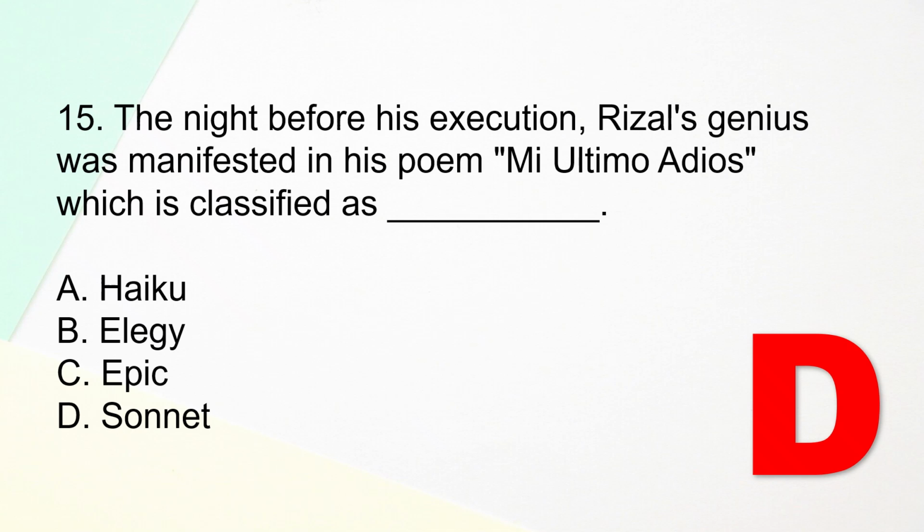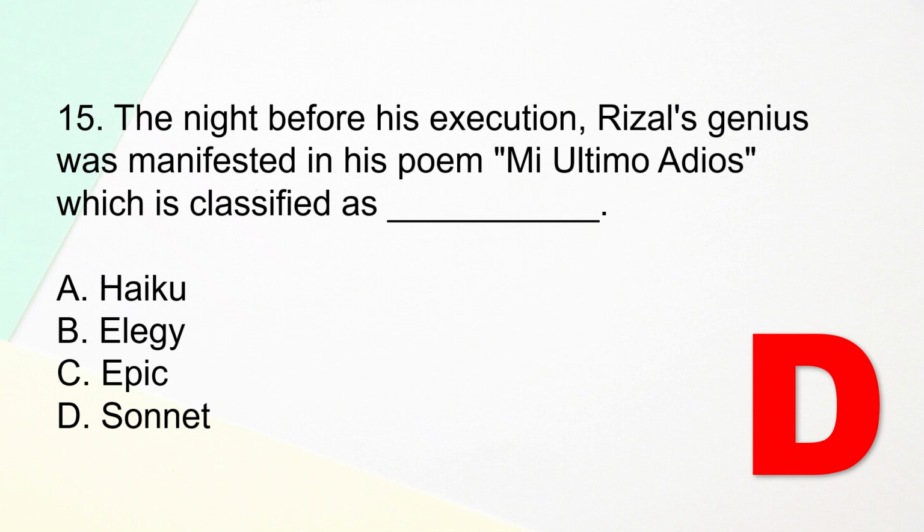Okay, the correct answer is letter D, sonnet. So, Mi Ultimo Adios is written in sonnet form, which is a 14-line poem traditionally used to express personal emotions or thoughts, so often about love or reflection. Okay, so Rizal's poem reflects his love for country and farewell before his execution. So this one fits the sonnet structure.